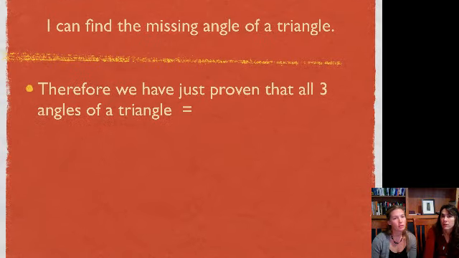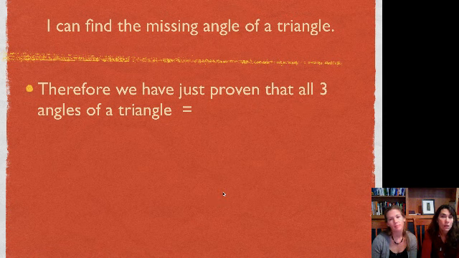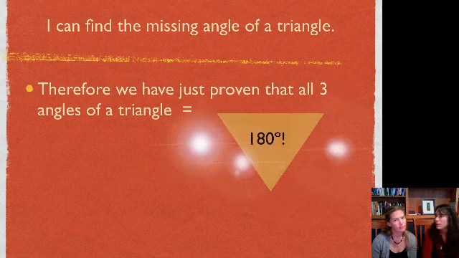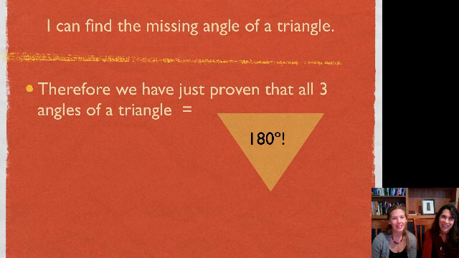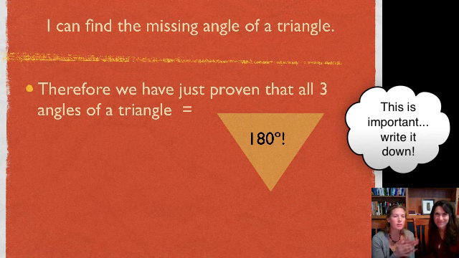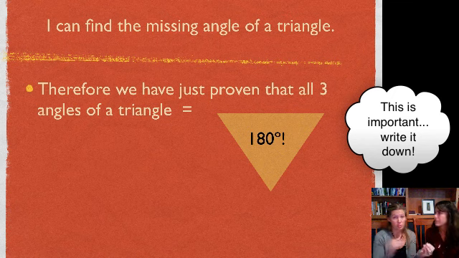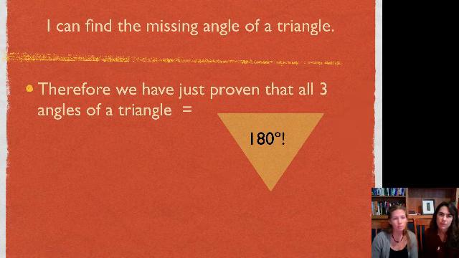So therefore, we have just proven that all 3 angles of a triangle equal 180 degrees. Yay! And you want to write this part down, so you didn't have to write the last part. If you wanted to, that's totally fine, but this part you really should write down, because everything that we do in this lesson now is going to build upon the fact that all the angles put together equal 180. So write that down real quick.